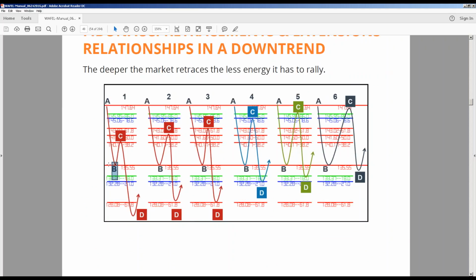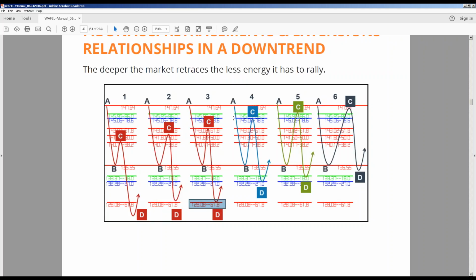AB, the market retraced to the 382, right? And it's got a very good chance of moving to the D extension. Also, if the market retraces to the 50, the D extension will be this 1.618. Also, if the market retraces to the 618, the D extension will be the 1.618.